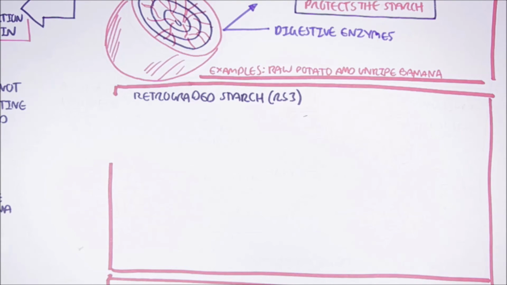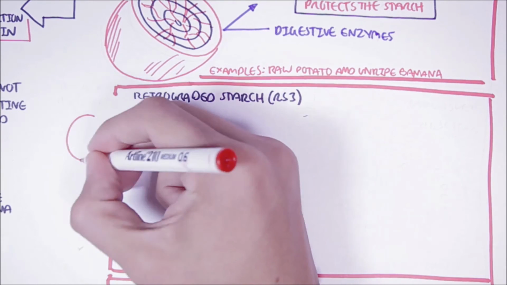Resistant starch type 3, also known as retrograded starch, is the most abundant of the resistant starches. This is what we eat most of the time, such as bread and cereals. Now, resistant starch type 3 is formed through food processing. It is formed by first cooking the starch and then cooling it down. So let me draw it out and explain.